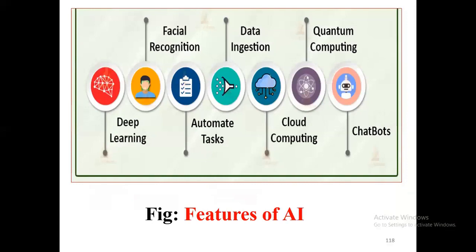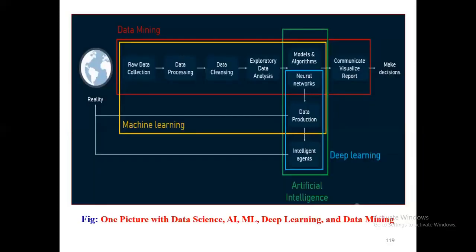So what are the features of AI? We are using deep learning, facial recognition, automatas, data ingestion, cloud computing, quantum computing, chatbots, etc. Okay, so data mining deals with raw data collection, data processing, data cleansing, exploratory data analysis, novel modeling algorithms, communicate, visualize, reports. If you see the green rectangle box, we are applying models and algorithms and neural networks, data production, intelligent agents. If you see the yellow box, it includes machine learning. If you see only the blue rectangle box, neural networks, data production, intelligence agents, that is called deep learning.